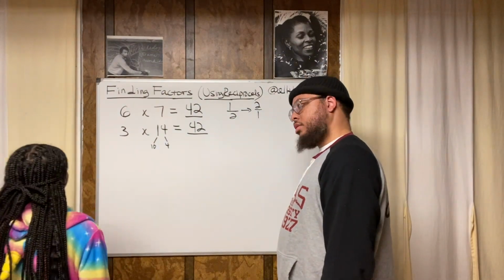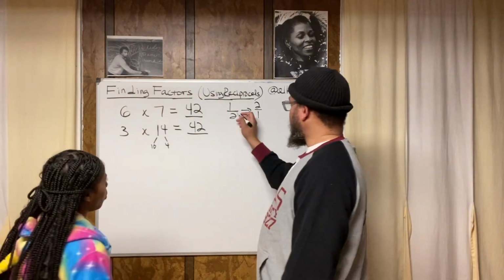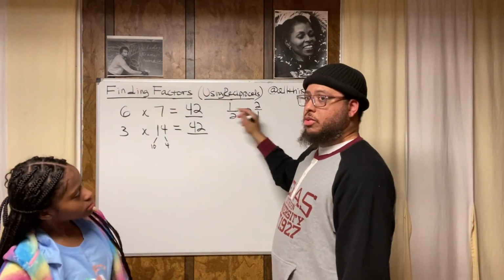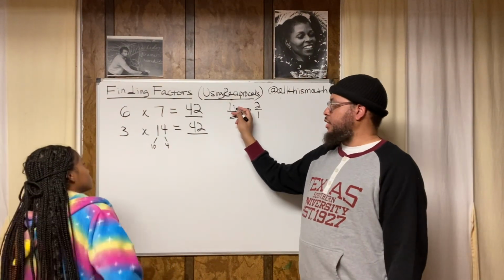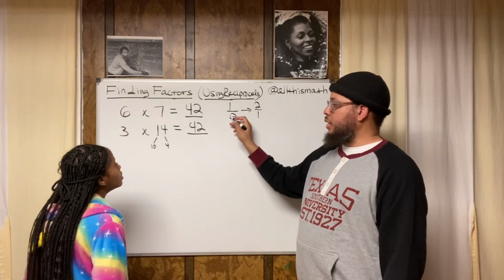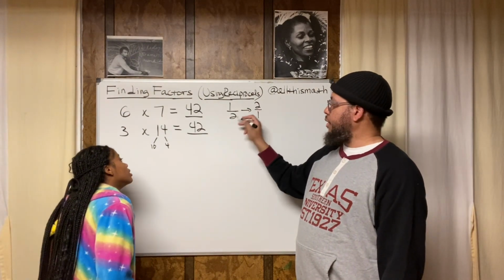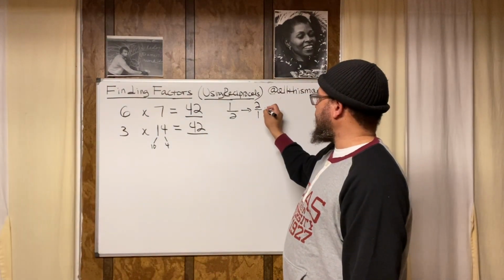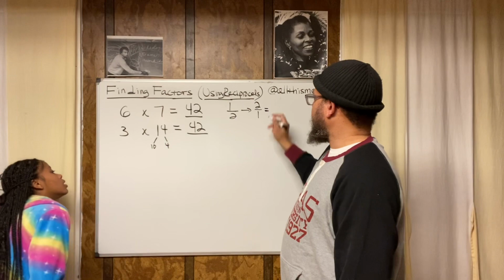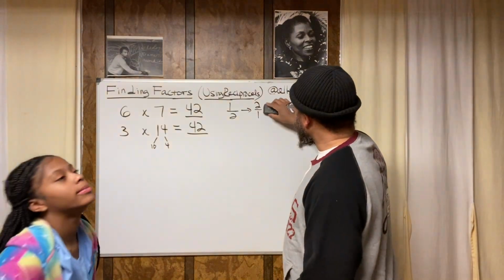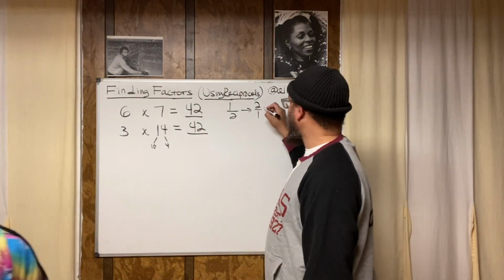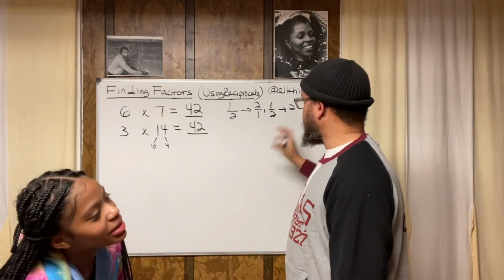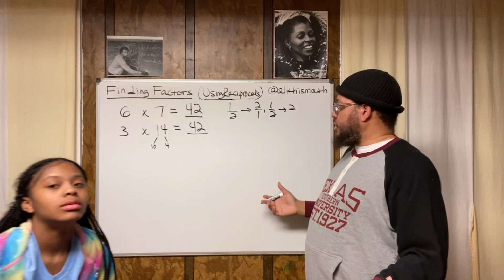Mm-hmm. You sure? All right. So we've got 1/2 and we've got 2 over 1. These are reciprocals of each other, because look where the numerator is here and look where it is over here. Look where the denominator is here and look where it is over here. The numbers switch places. And 2 over 1 is the same thing as 2. So 1/2 and 2 are reciprocals of each other.